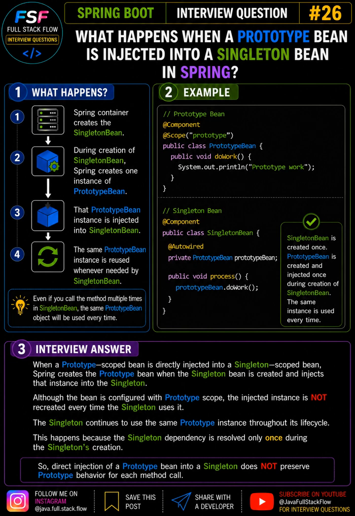Although the bean is configured with the prototype scope, the injected instance is not recreated every time. The singleton continues to use the same prototype instance throughout its life cycle. This happens because the singleton's dependency is resolved only once during the singleton's creation. So direct injection of a prototype bean into a singleton doesn't preserve prototype behavior for each method call.